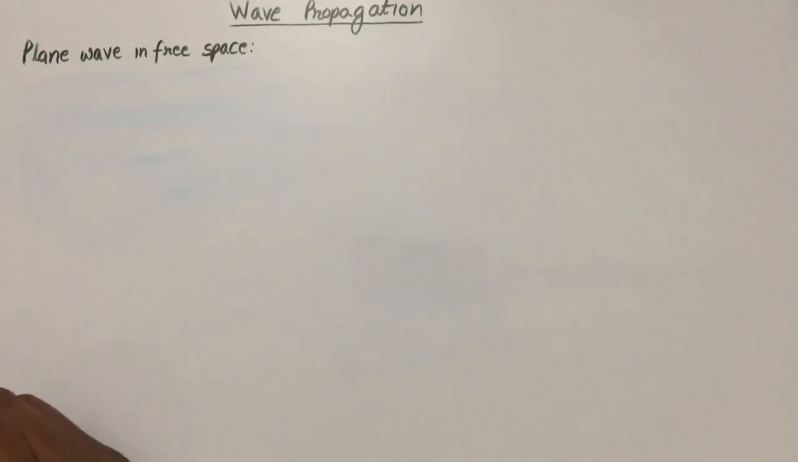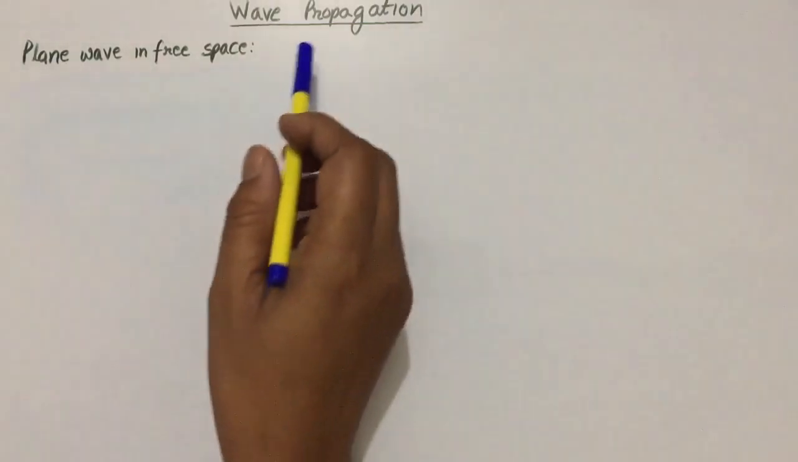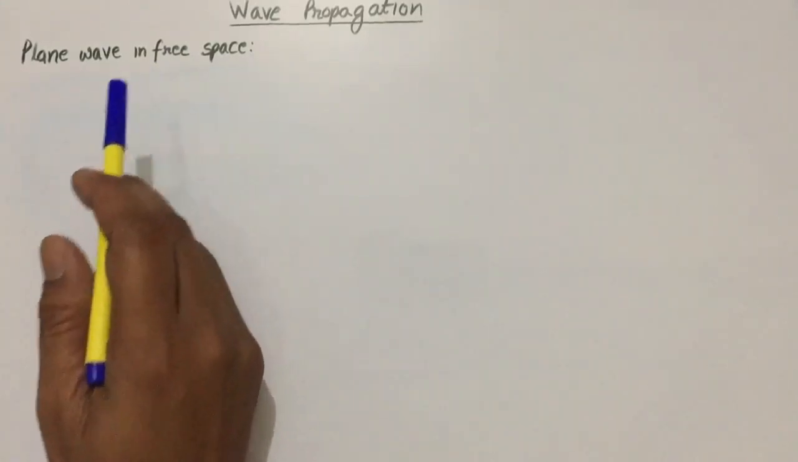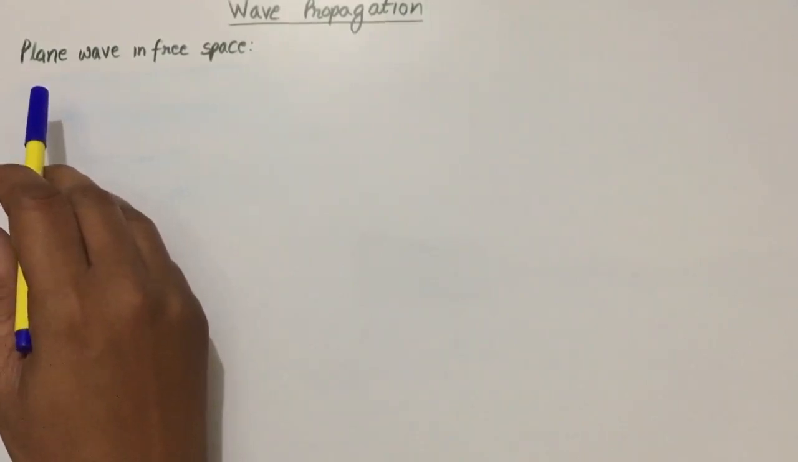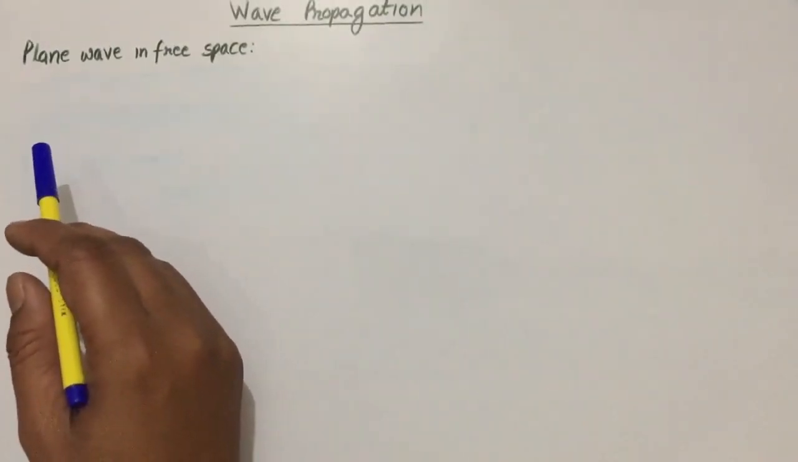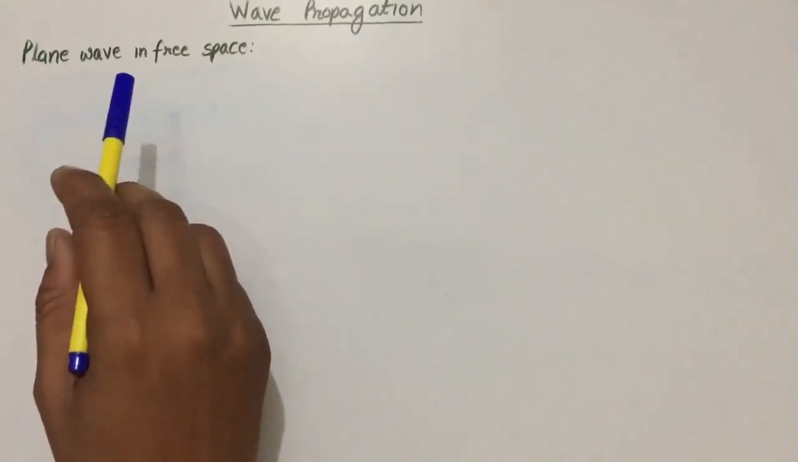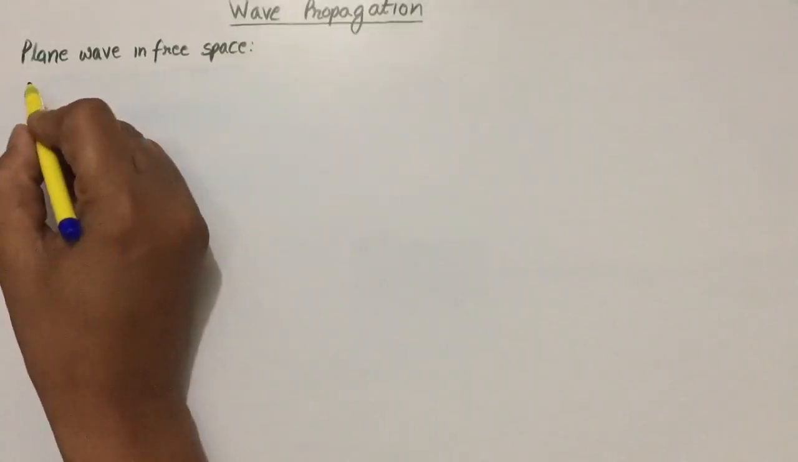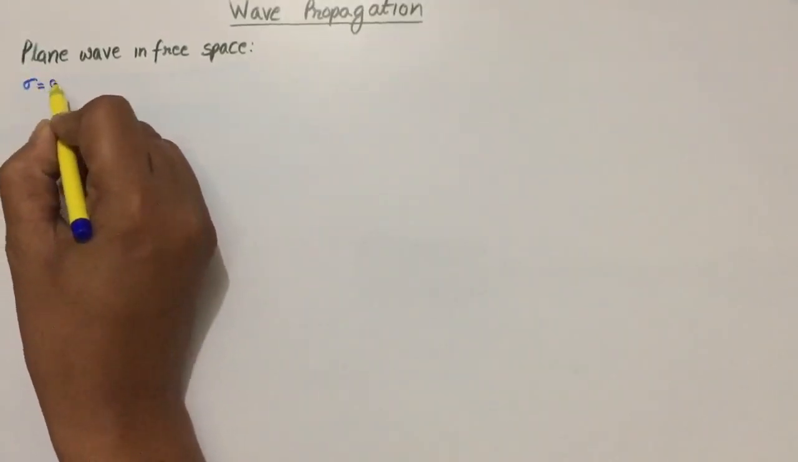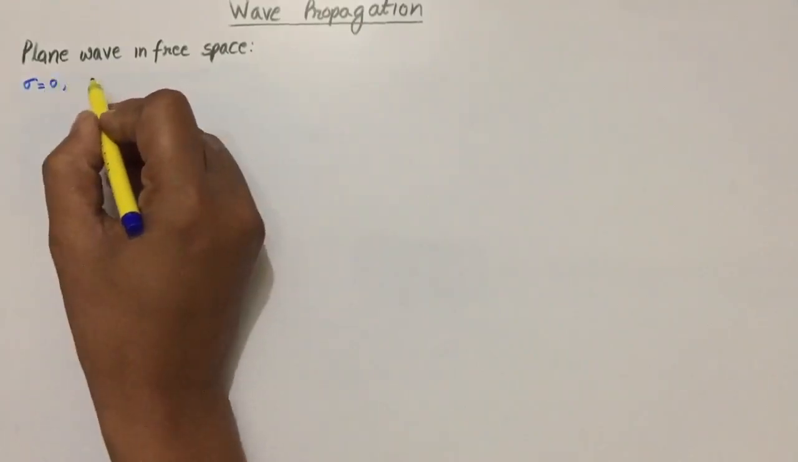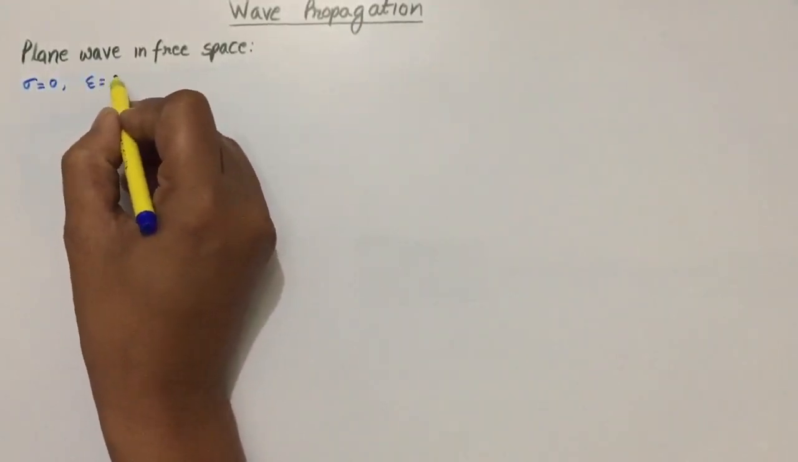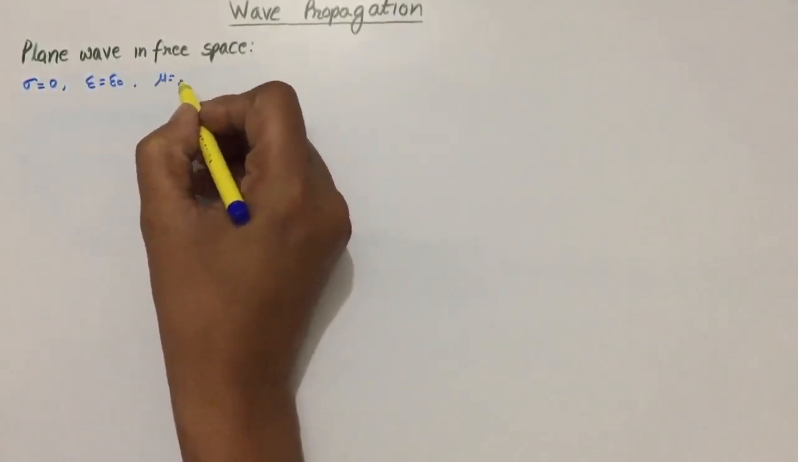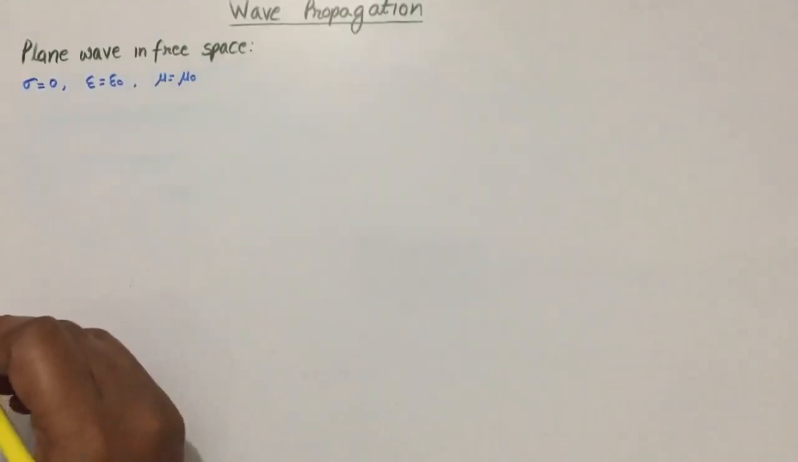In the last lecture, we discussed the propagation of the plane wave in lossless dielectrics. Today we will continue that to find all the parameters, as we have done in previous cases, when the wave is propagating in free space. So let us start from here. In free space we have conductivity 0, permittivity epsilon naught and permeability mu naught.